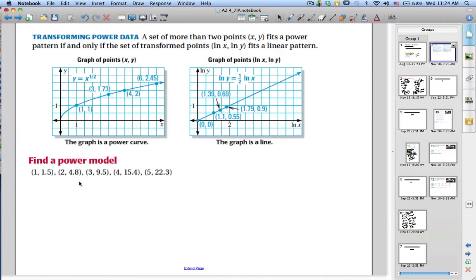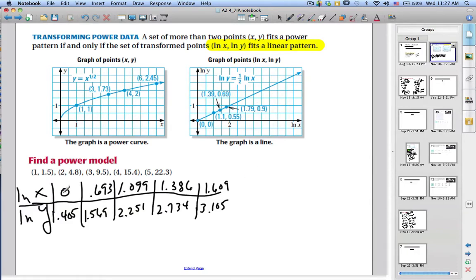So when we want to write a power model based on having basically an input-output table or a series of points, I'm going to go ahead and use this idea up here, that if the set of transform points fits a linear pattern, so now I'm going to take the natural log of each item, and I'm going to create a new table, and I'm going to plot that new table. So what I've done is I've gone ahead and I've taken the natural logs of each of the ordered pairs and I've written them into a table.